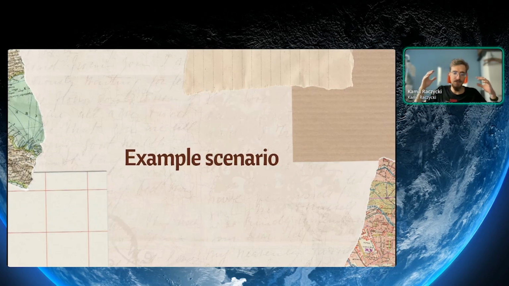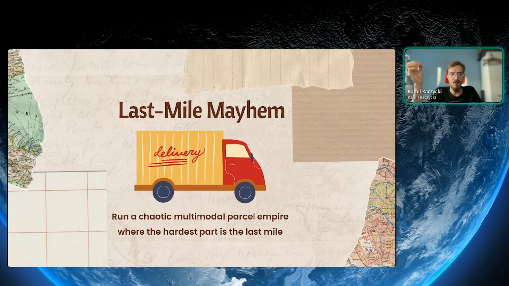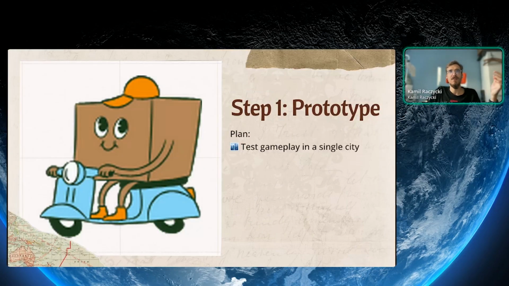Okay, so now that we know how OSM data is defined and how we can access it, let's imagine a fake scenario where we want to have a project to utilize OSM data. So let's develop a game with OSM data. This game will be called Last Mile Mayhem, a tycoon-style game where we will deliver packages with trucks, drones, bikes, boats, etc., and we will build a delivery empire. So the first step in game dev will be to prototype the game. So let's imagine we need the data for a single city.